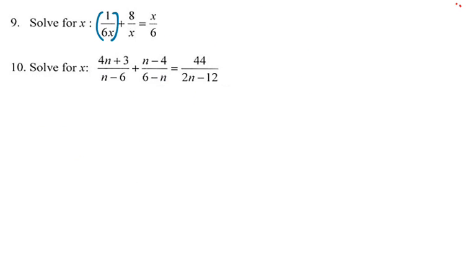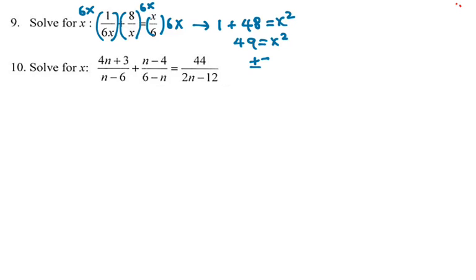Let us look at number 9. In this case, how do you approach the fractional equations? One of the easiest ways you can do it is multiply everything by the common denominator. What is the common denominator on number 9? It will be equal to 6x. So we're going to multiply each one by 6x. Then from the first one we get simply 1. How about the second one? X cancels out, 6 times 8, which is... Now, the last one is equal to x squared because 6 and 6 cancel out. Then, here we get x squared is equal to plus or minus 7. That's basically what we end up getting.